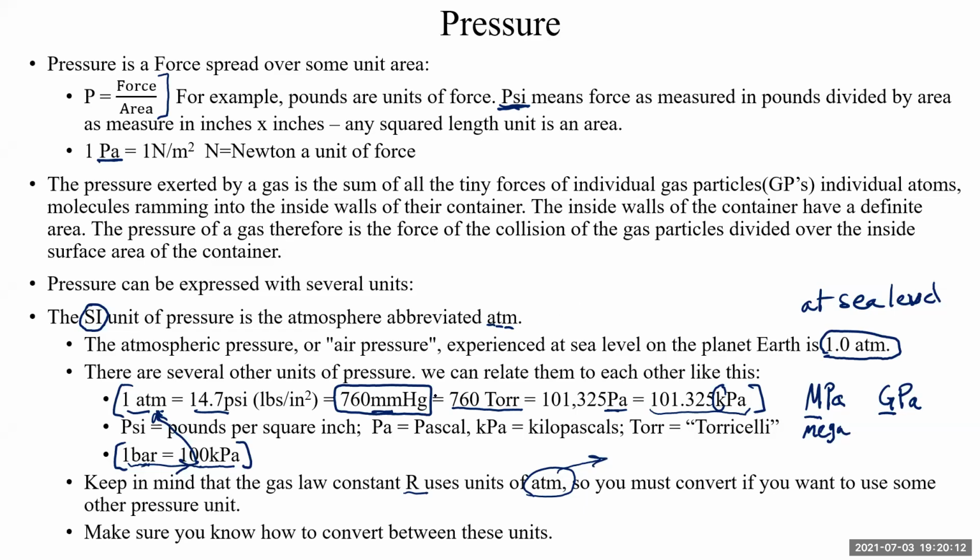Also in the United States, we tend to report the barometric pressure, which is the local air pressure, not as 760 millimeters of mercury, but as 29.9 inches of mercury. We actually say this on the news. If you look up the local air pressure, you will see about 29 inches of mercury. That's what 760 millimeters converts to in inches. Remember, it's 25.4 millimeters per inch or 2.54 centimeters per inch.